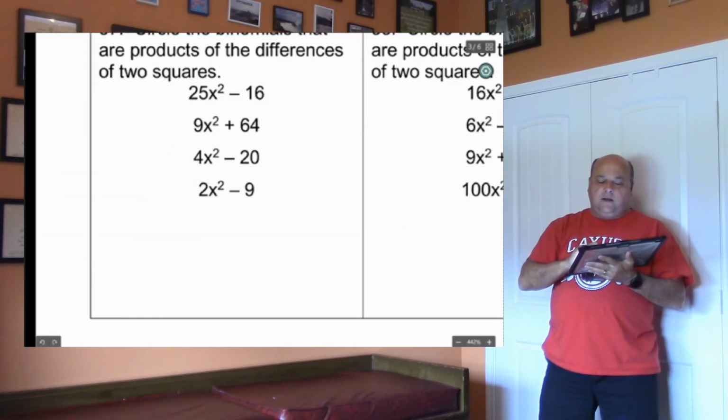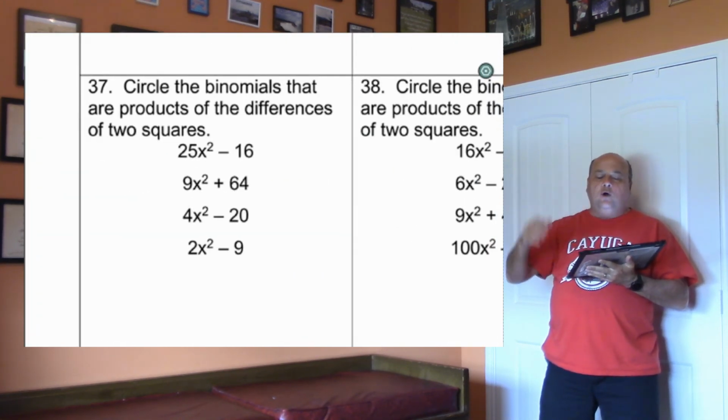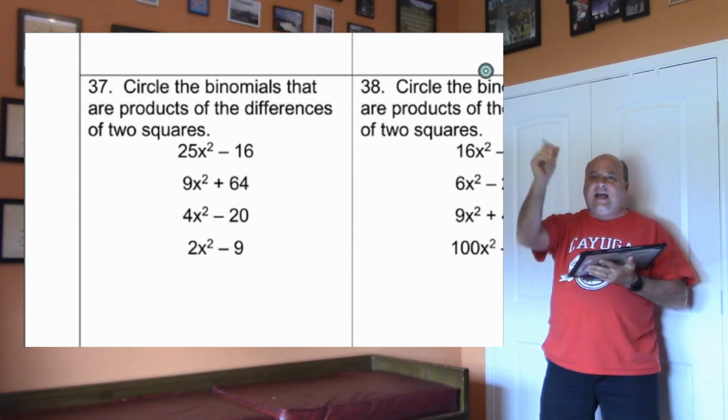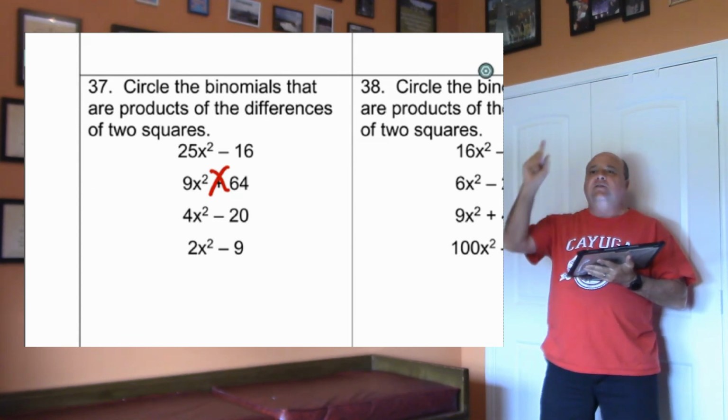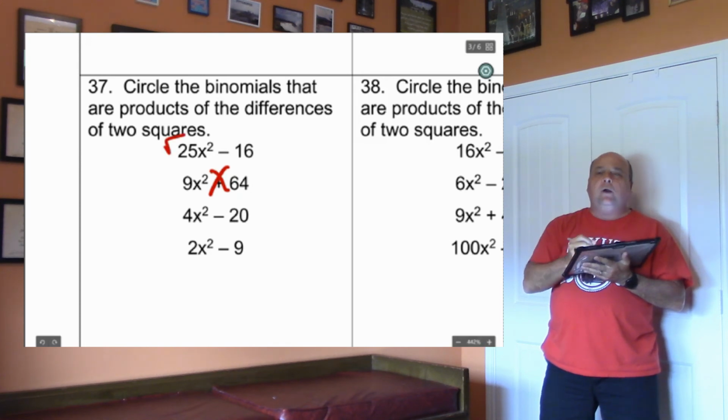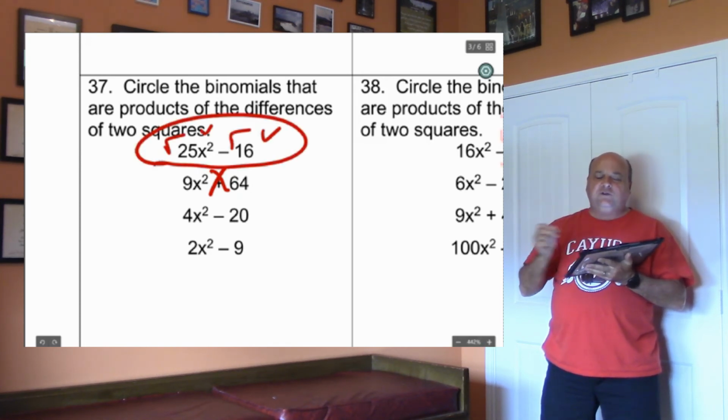Continuing on, let's go down to the bottom. Circle the binomials that are the product of a difference of squares. It has to have a negative in the middle. This one's not a perfect square. Then the left and the right have to be perfect squares. Is this a perfect square? Yes. Is this a perfect square? Yes. This is a difference of squares.